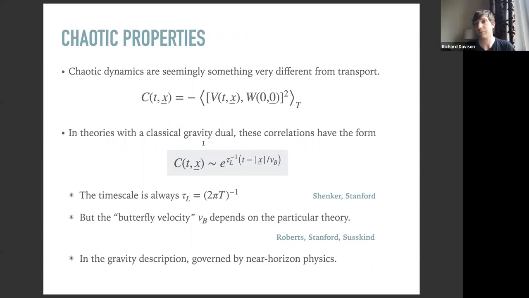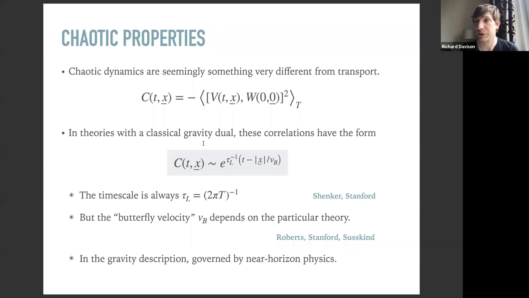Yeah, so what I want to explain to you is that this retarded Green's function of the energy density is related to something which seemed to be quite different, which is the four-point functions that are used to characterize chaotic behavior in quantum field theories.